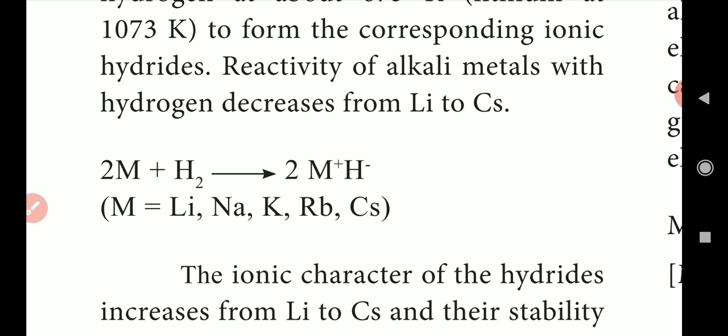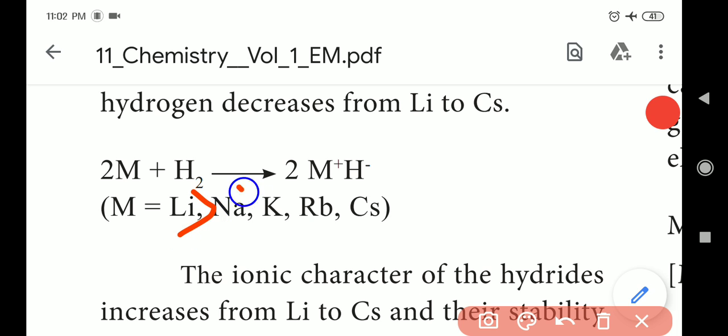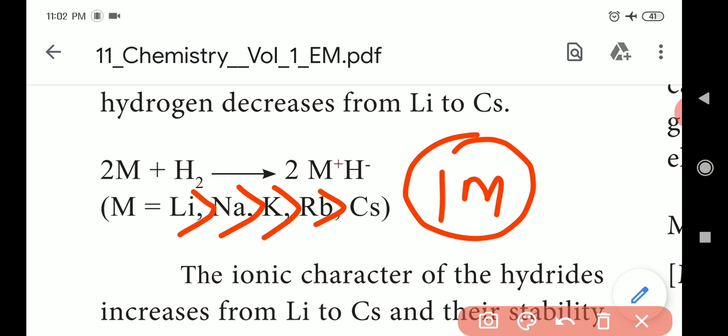But the cesium forms this metal hydride at a very slow rate. That is the meaning. The reactivity order of the metals with hydrogen: lithium is the most reactive, then we compare sodium, potassium, rubidium, and then cesium. Definitely one more question is asked in our annual examination also.